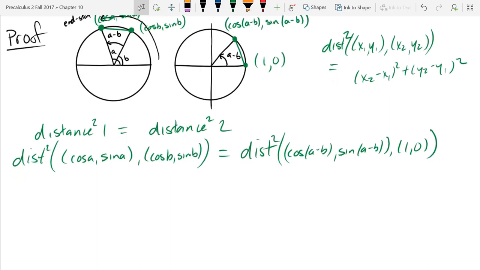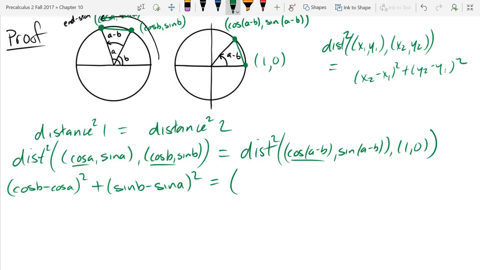All right, using that formula in the upper right corner, so I have x2 minus x1, so it'll be cos b minus cos a, squared, plus y2 sine b minus y1 sine a, squared. So we're just using the distance formula and plugging in the x1, y1, x2, y2. Right side's going to be similar. And we have for our x's, 1 minus cos a minus b squared, plus 0 minus sine a minus b squared.